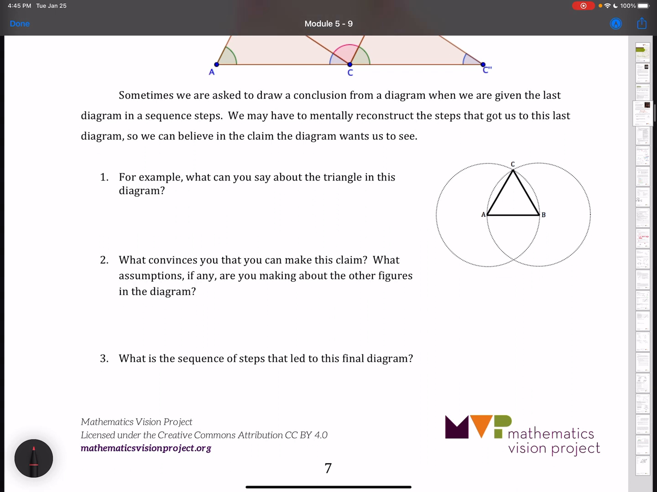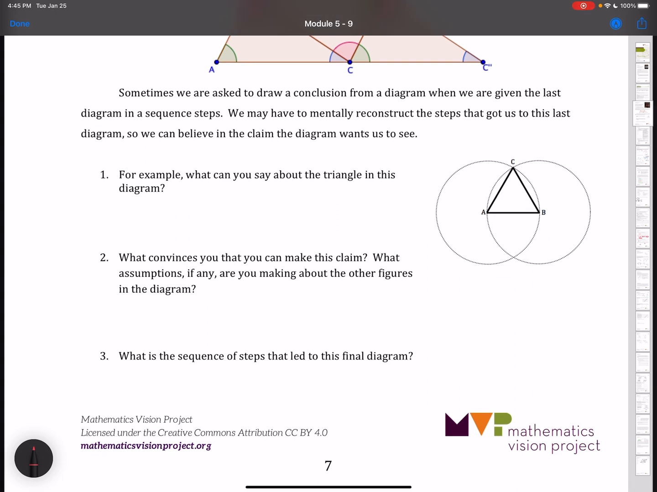So, for example, this first one, what can you say about the triangle in this diagram? Let's go ahead and maybe list a couple of things. Take a minute to list a few things. Think about what parts of circles might exist in this diagram, this triangle ABC. Note that we have two circles that are circumscribed about the points A and B. And then we can come back together after a couple of seconds and look to see if you can figure out some things about the triangle.